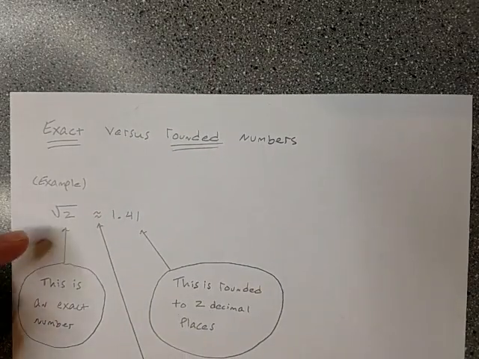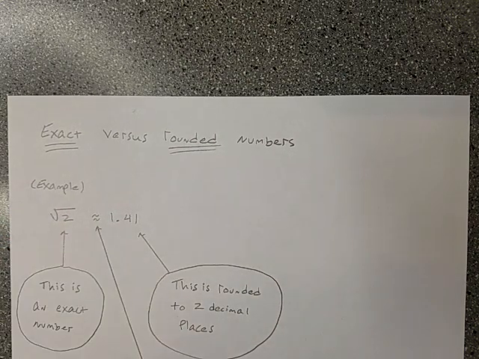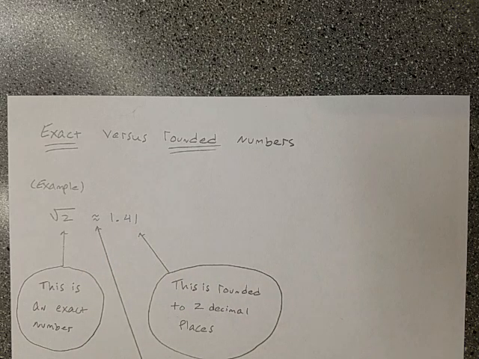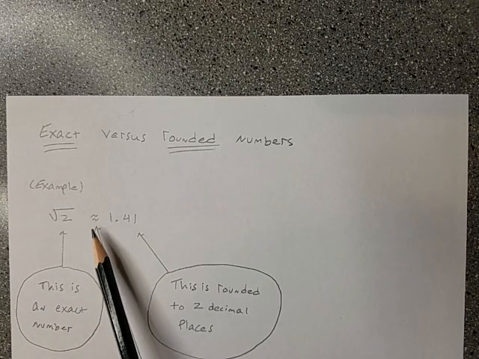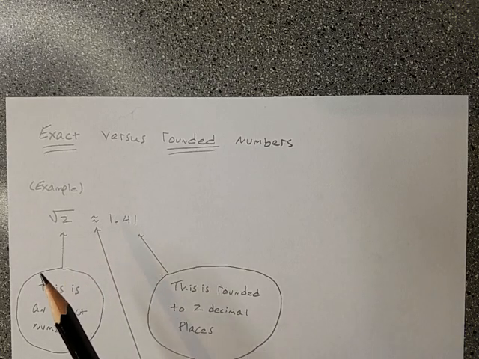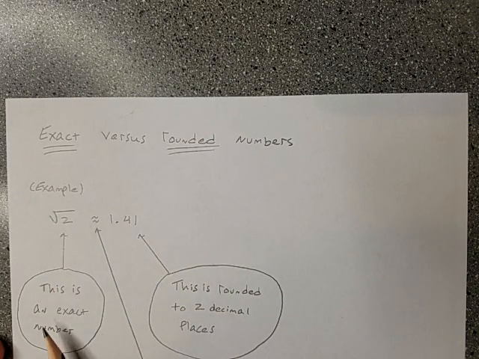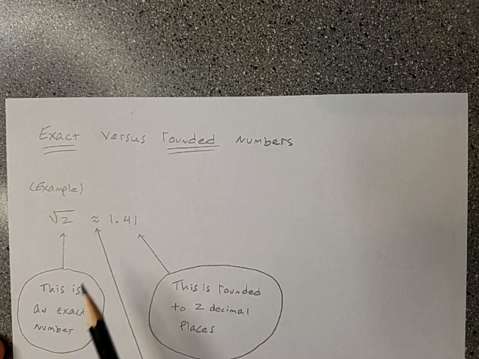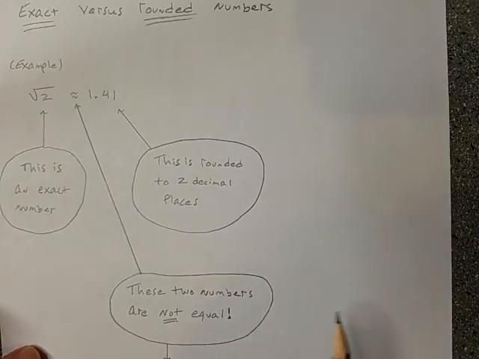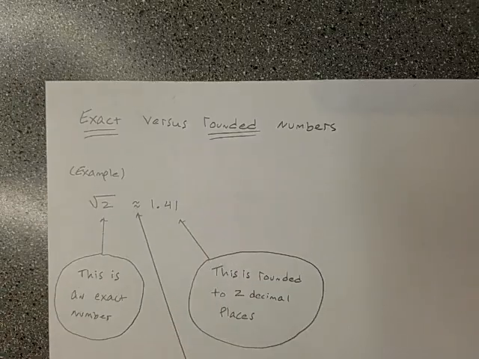And I give this example right here. Take the square root of 2, okay? And I've written down this statement that says the square root of 2 is approximately equal to 1.41, okay? Notice there that I did not write an equal sign. I wrote our symbol for approximation, okay? Now, in terms of our vocabulary, this is what you need to know. The square root of 2 is an exact number, okay? 1.41 is rounded to 2 decimal places. They're not equal to each other, okay?